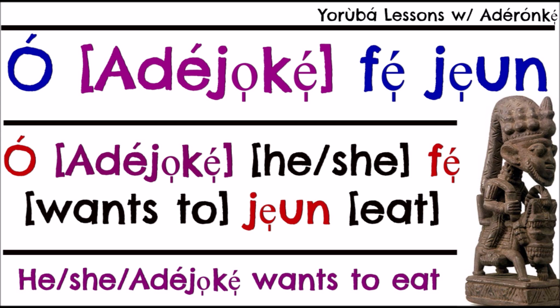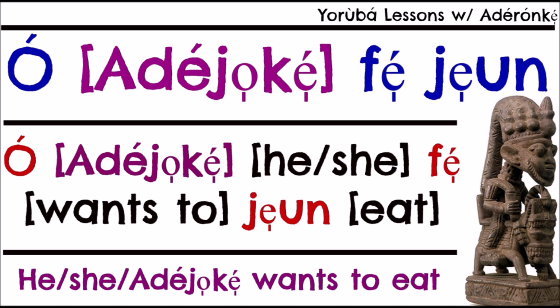So when you want to mention the person's name, you can. You don't have to use O. It is when you want to say he or she. If you want to mention the person's name, let's say the person you're talking about is Adéjoke, you would say Adéjoke fẹ́ jẹun. Adéjoke wants to eat. Ó fẹ́ jẹun. He wants to eat. Ó fẹ́ jẹun. She wants to eat.